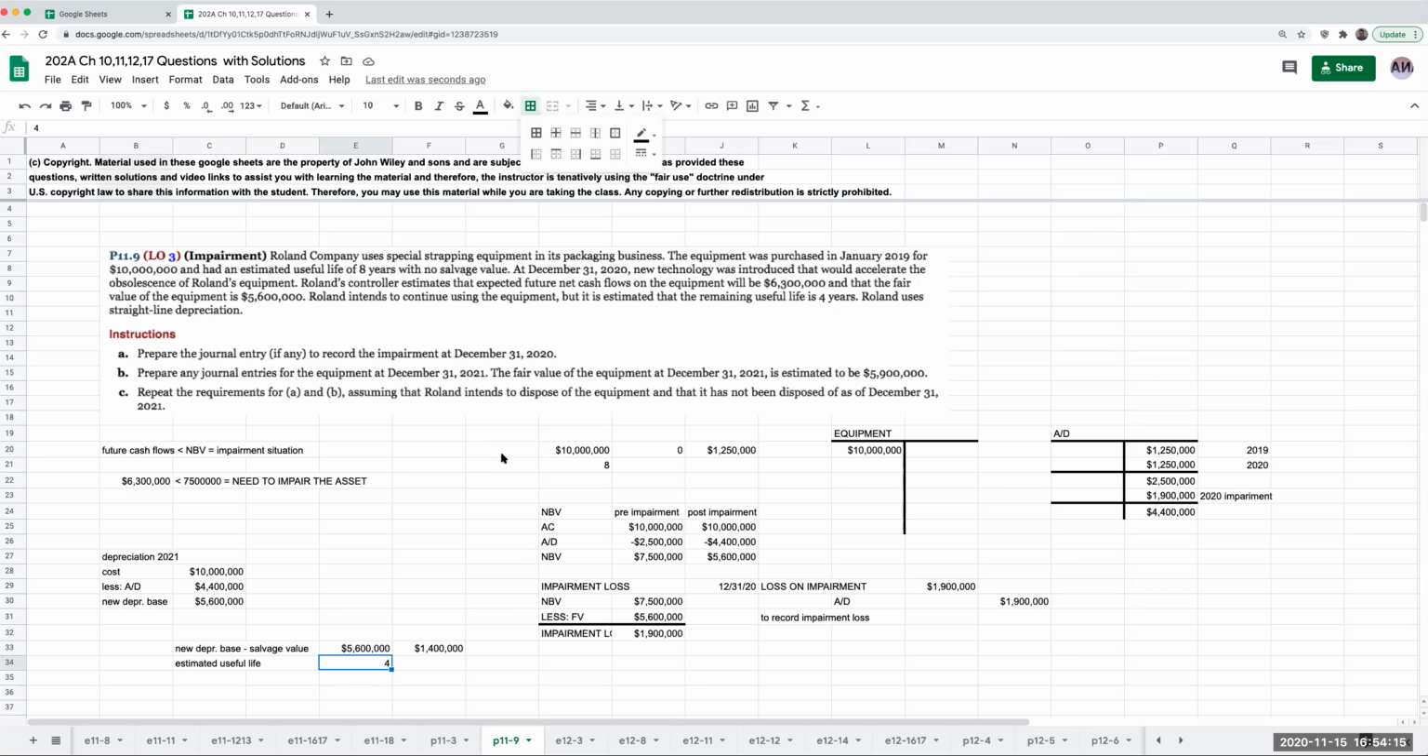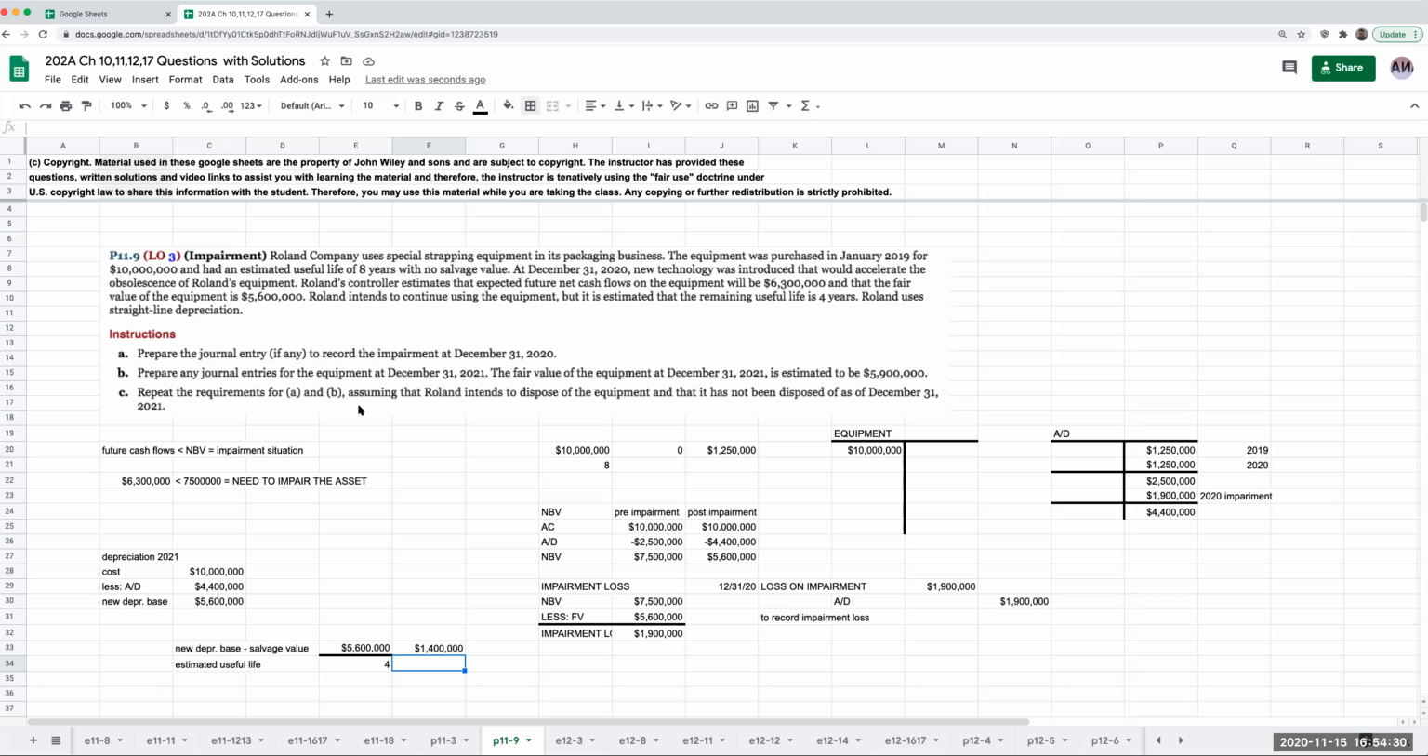All right, so that's how I'm going to go through and record this over here. So the journal entry doesn't matter about what happened with the value of the assets. Okay, now this is where we get to the fun stuff.